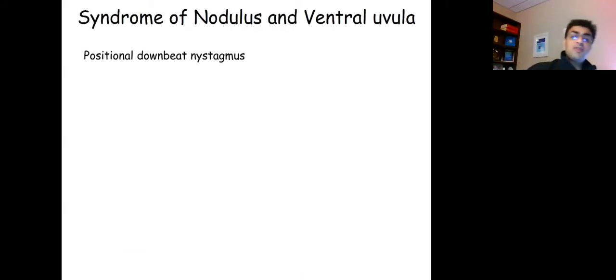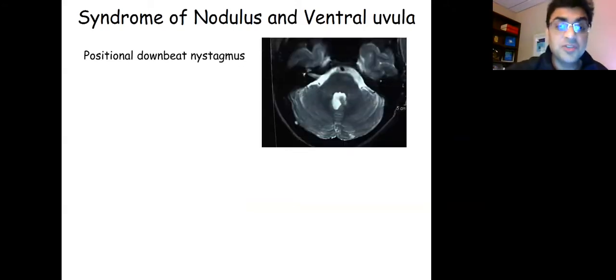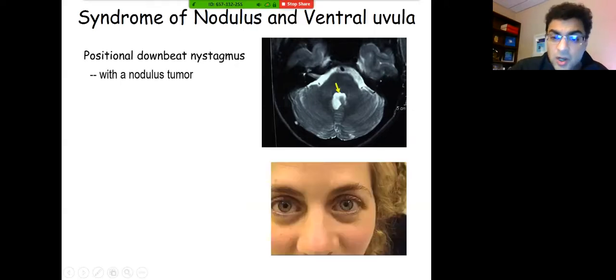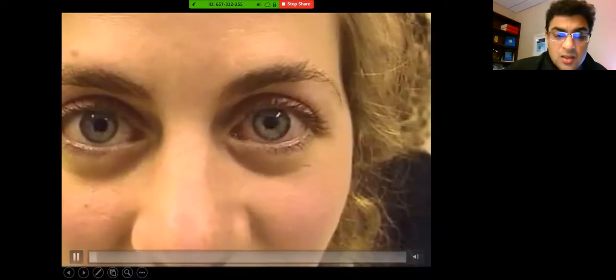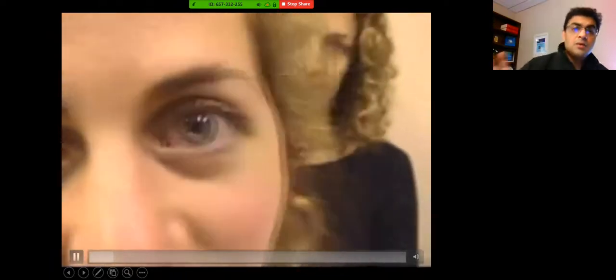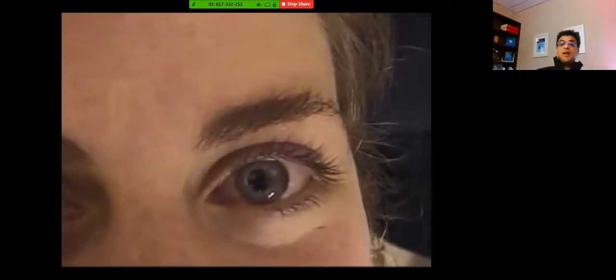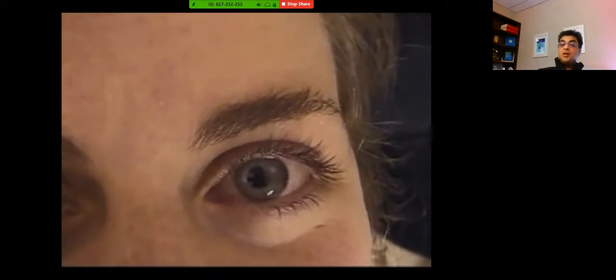Syndrome of nodulus and ventral uvula, which is very near and dear to my heart. These people get positional downbeat nystagmus. So this patient had a nodulus tumor. And what you see here, this is one of Dave Z's patients. Stable state. As she goes back, she has downbeat nystagmus in supine. So the downbeat nystagmus is only present when she's in supine orientation.